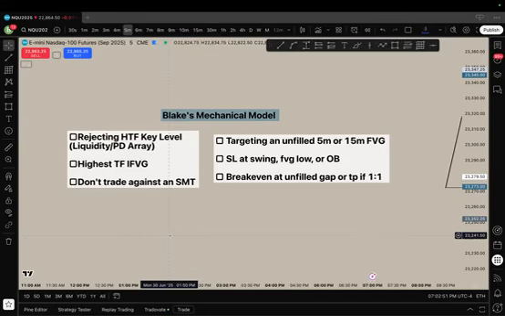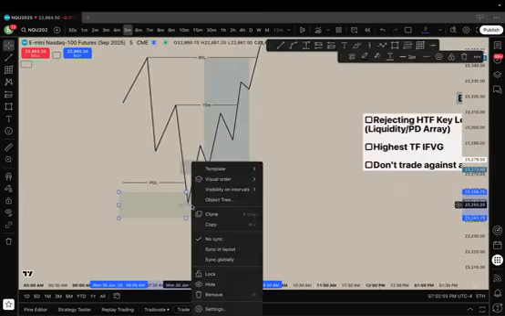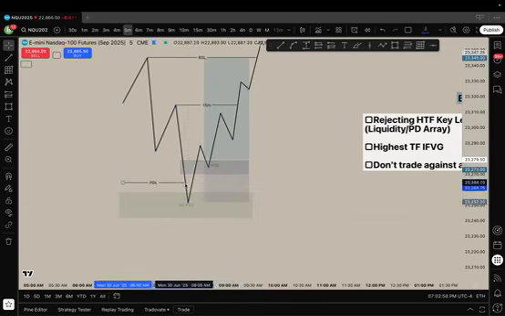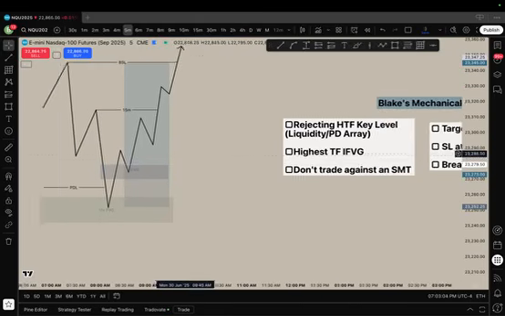Then you have the highest time frame inversion of the leg, right? You look at the low to the high that is from that unfilled, unmitigated gap, and you take the highest time frame inversion of that, from the 1 minute to the 5 minute.